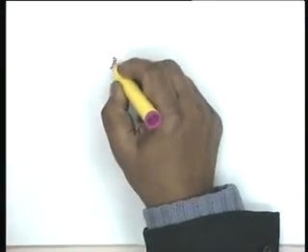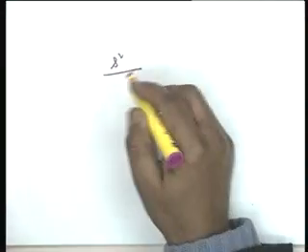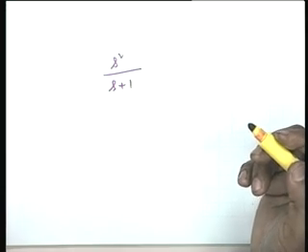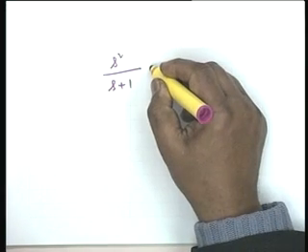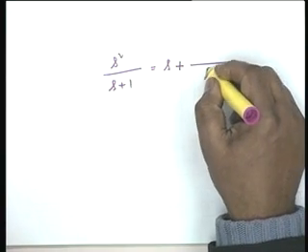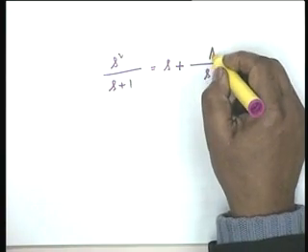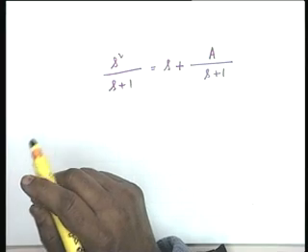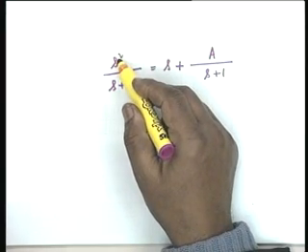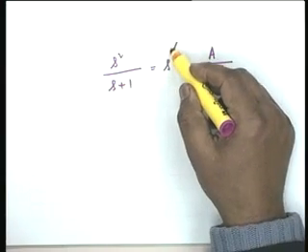Suppose we have an s squared. Suppose my network function is s squared by s plus 1. Then what is the partial fraction expansion of this? Well, you will have to write it as s plus 1 divided by A. Okay. So, you will have to divide numerator by denominator and take account of such terms.